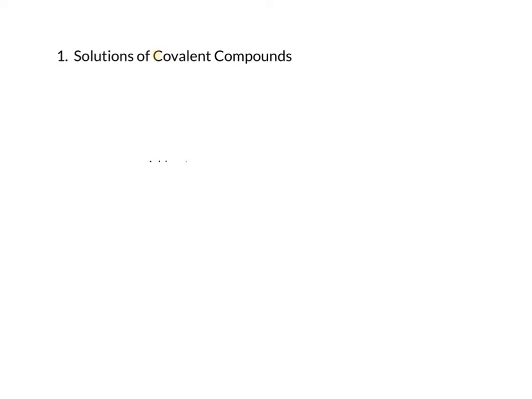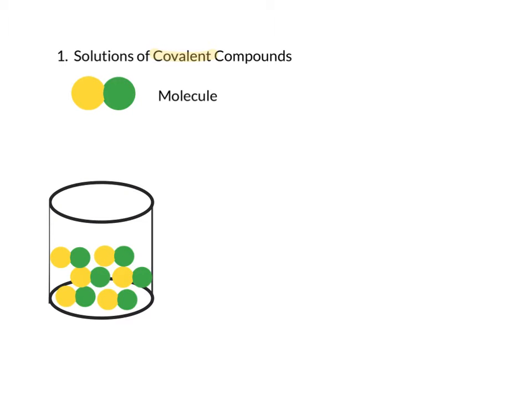Let's start with covalent compounds. We'll start with this covalent compound made of one yellow and one green ball. This is a molecule, as covalent compounds are molecular compounds. But of course we don't see the single molecules, we see them as a collection of those known as a compound. Here you can see that we have a collection of those molecules stacked together.